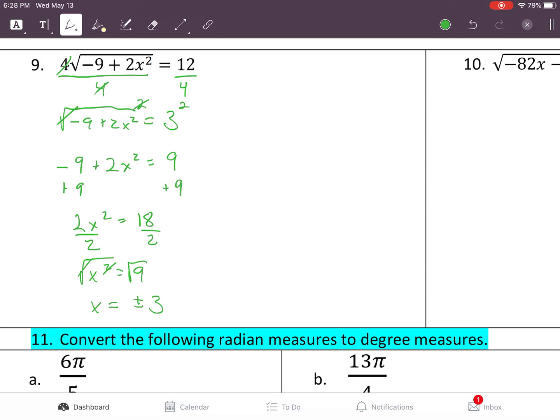When you put in positive 3, for x, you'll get 3 squared is 9, times 2 is 18. Negative 9 plus 18 is positive 9. The square root of 9 is 3, and 3 times 4 is 12. If you put negative 3 in there as well, again, negative 3 squared gives you positive 9. Two times 9 is, again, 18, and the same problem as before. So these both do work.